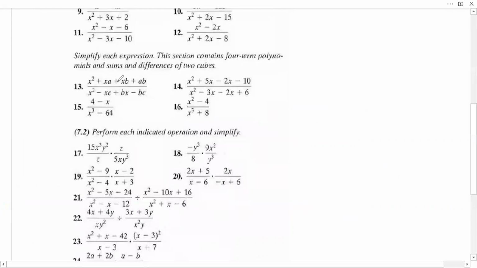Number 13, actually, you can see these kinds of rational expressions. They still ask you to simplify each expression. This section contains four terms, polynomials, and sums and differences of two cubes, and we try to simplify these kinds of rational expressions. So how do we do this one? We actually use the group factor method, right? Like these kinds of four terms, we are likely to use the group factor method.